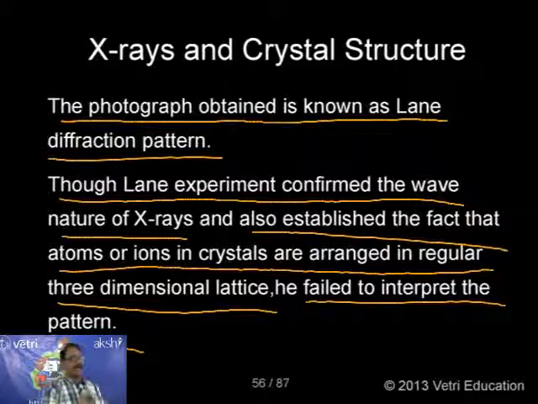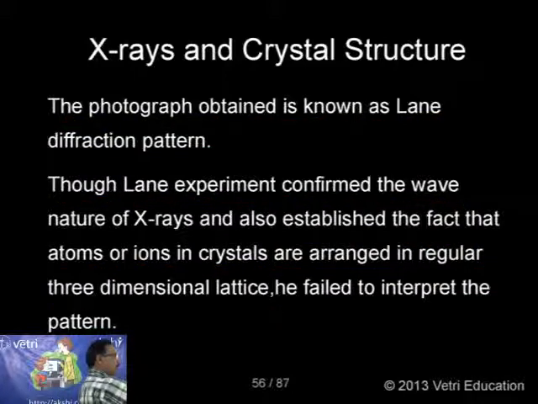Let me repeat again. Kindly follow. By passing X-rays, Laue got some information about the crystal structure. From the experiment, Laue confirmed the wave nature of X-rays. He also confirmed that the atoms and ions in crystals are arranged in a regular three-dimensional pattern. But he failed to give the explanation to interpret the diffraction pattern.